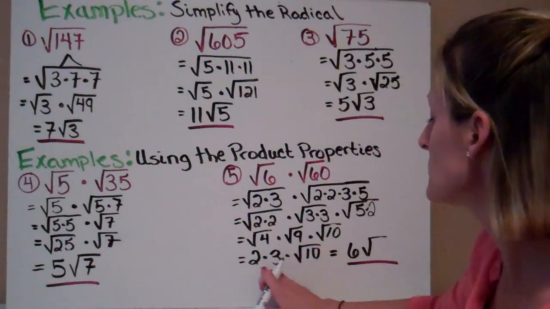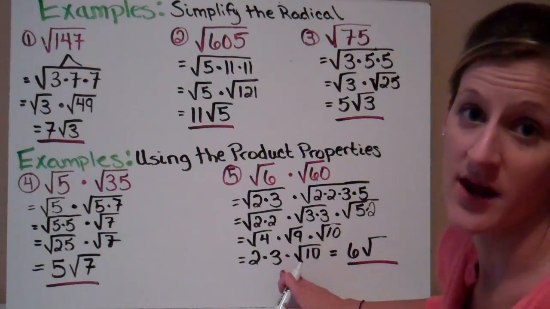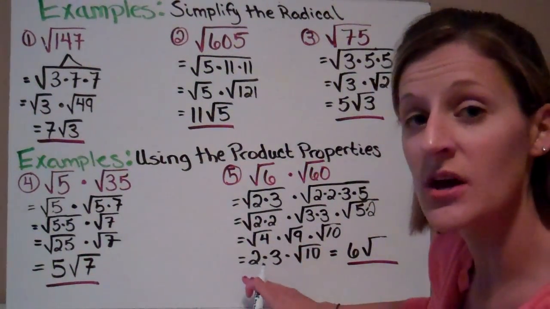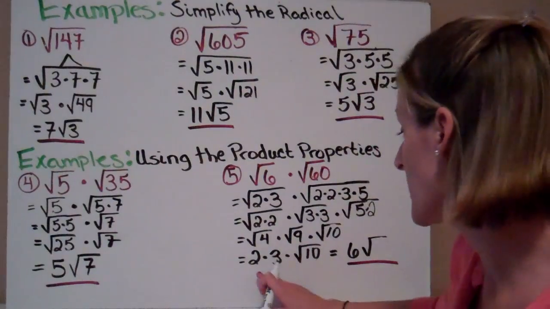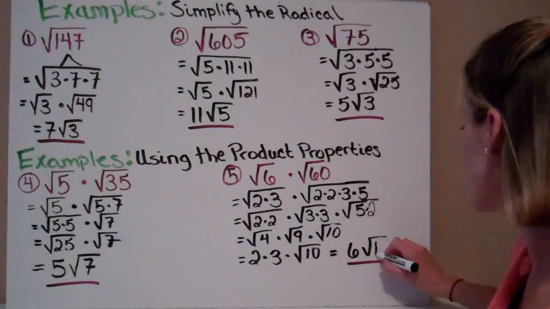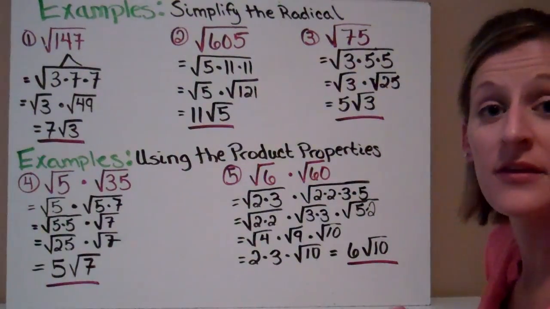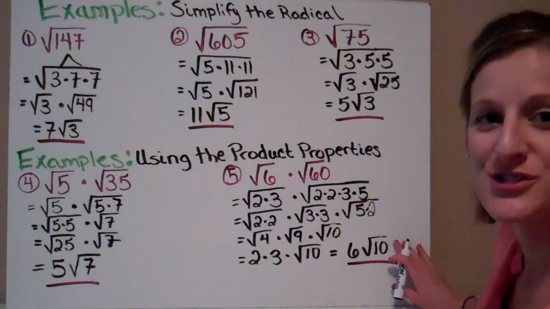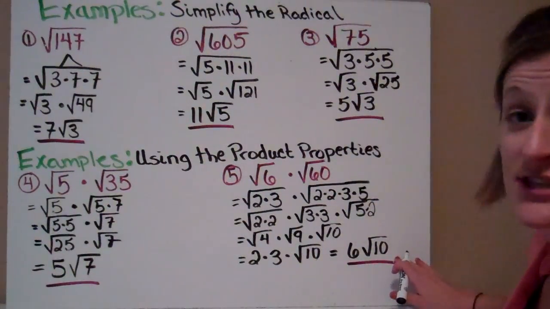Now I have these two whole numbers outside of the radical sign, so they're being multiplied together. Everything is. So I can multiply 2 times 3, and 2 times 3 is 6. And then I have to multiply it as well by what's left under my radicand, or my radical, which is the square root of 10. So this is my answer right here.